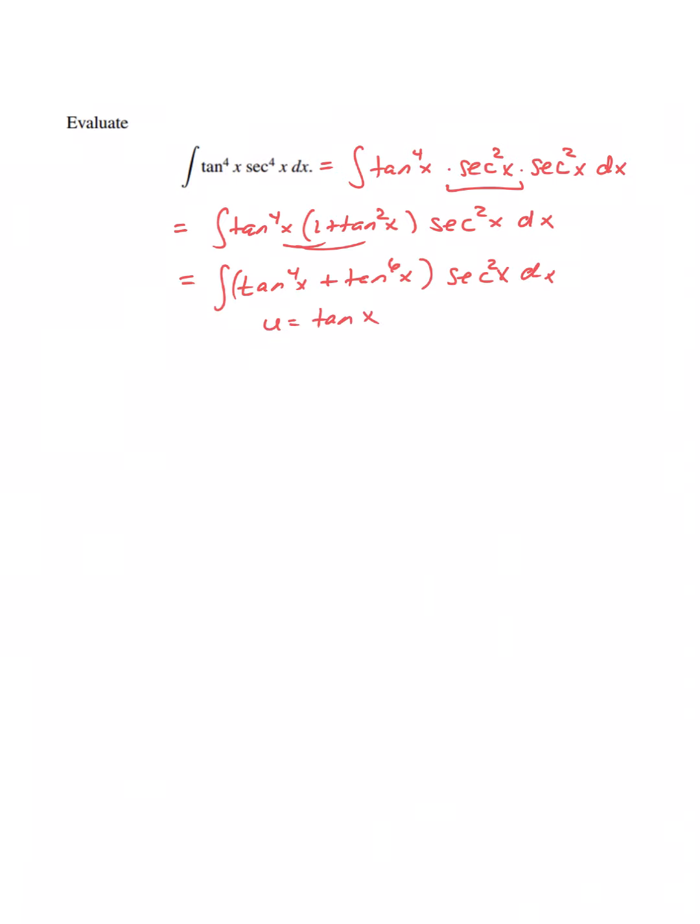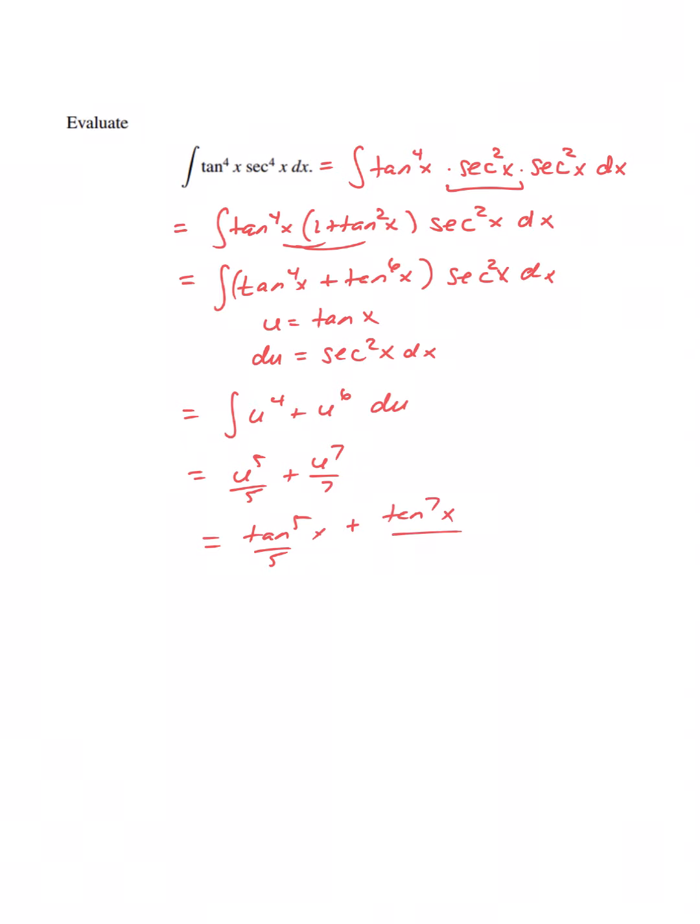U substitution. du is secant squared x dx. Oh, how lovely. This makes a u to the 4th and a u to the 6th, and this becomes du. And then I can go ahead and integrate. Voila!